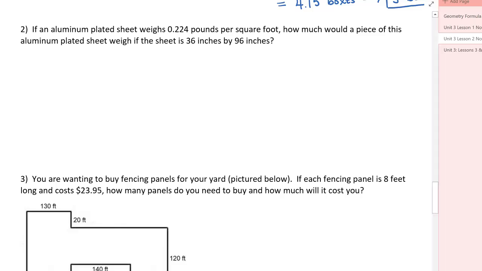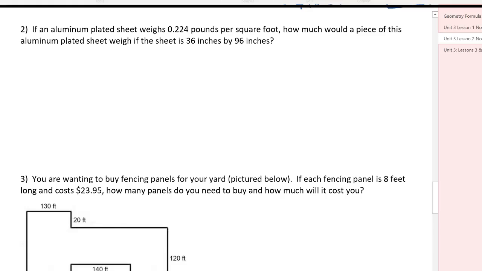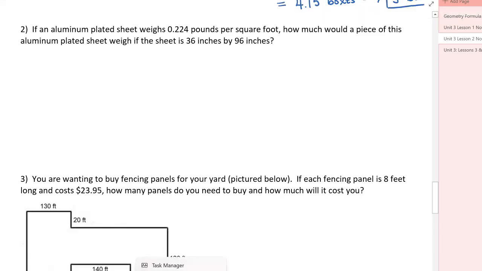So if I start out by drawing a figure, I think sometimes if you don't know what to do, drawing a figure is a good place to start because it might give you a clue as to what to do. So this is 36 inches by 96 inches, not to scale.